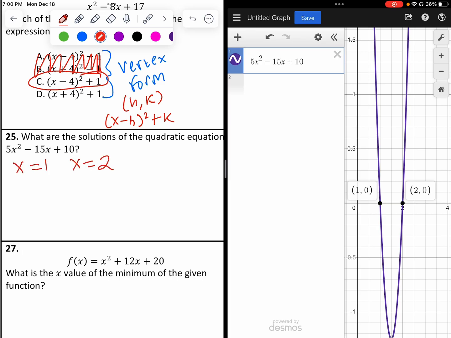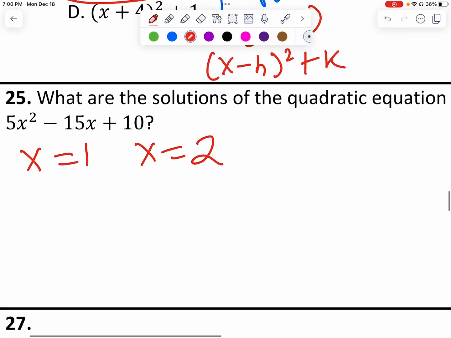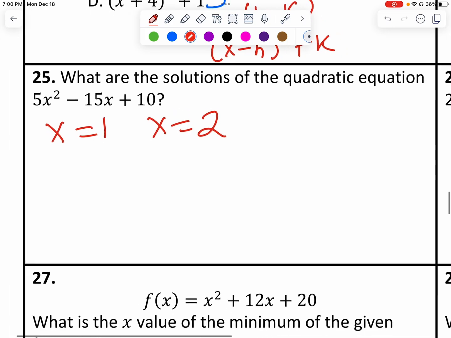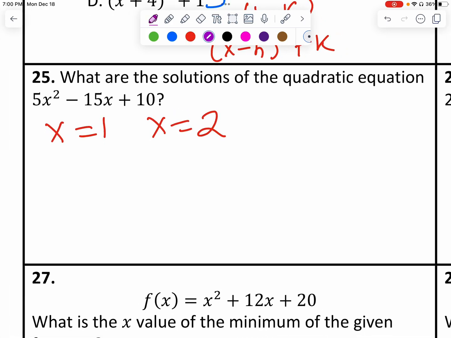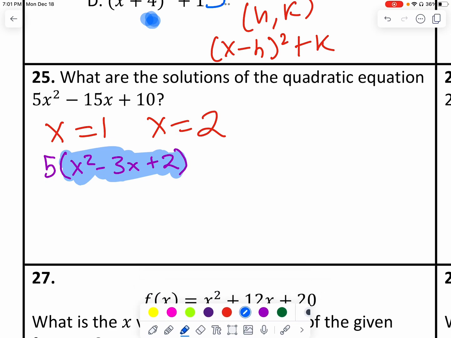What you could also do is factor this. Okay, so I'm going to go ahead and do that. First off, I notice that all three of those terms are divisible by 5. So I will have 5 times (x squared minus 3x plus 2). Okay, and now this is the piece I only care about. I don't care about that 5 right now. I'm just going to bring the 5 along for the ride.